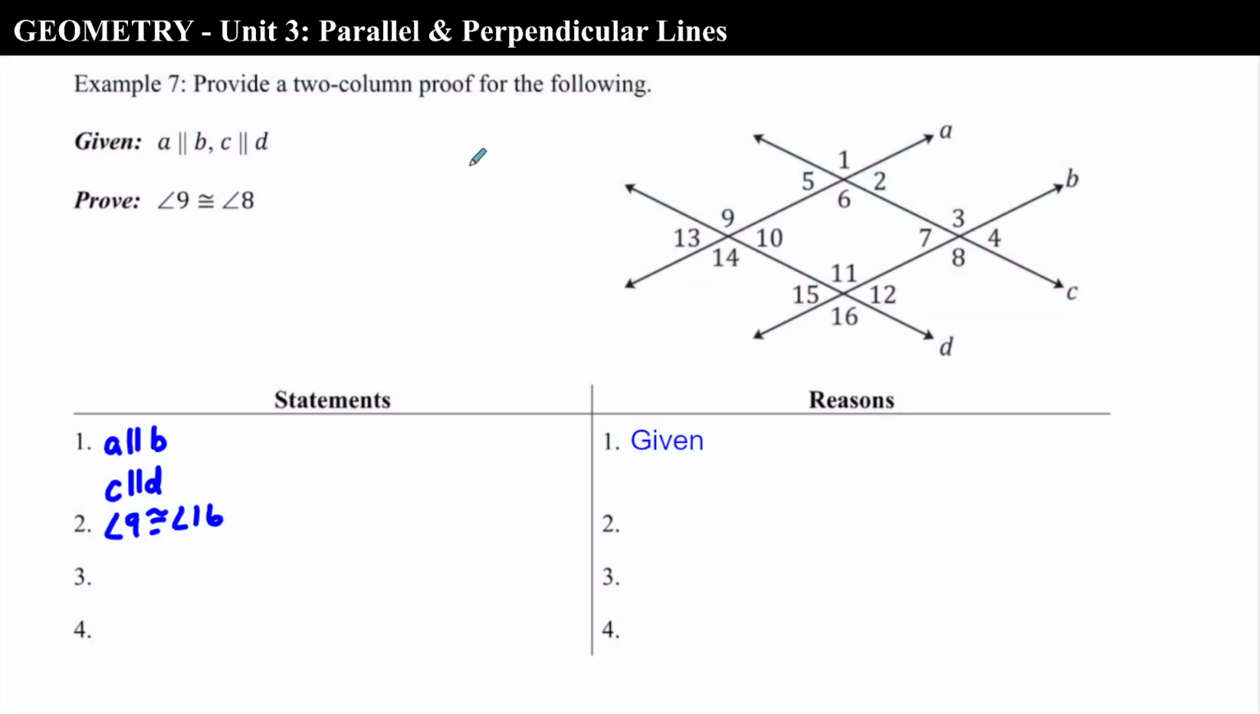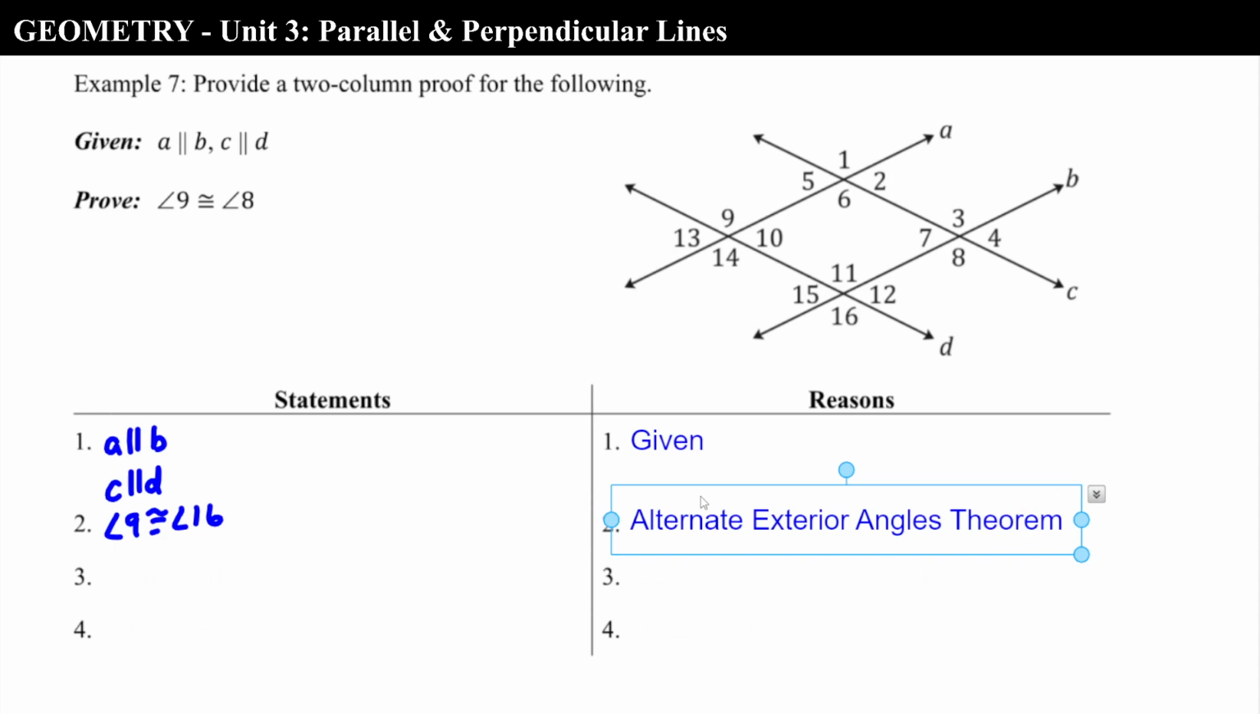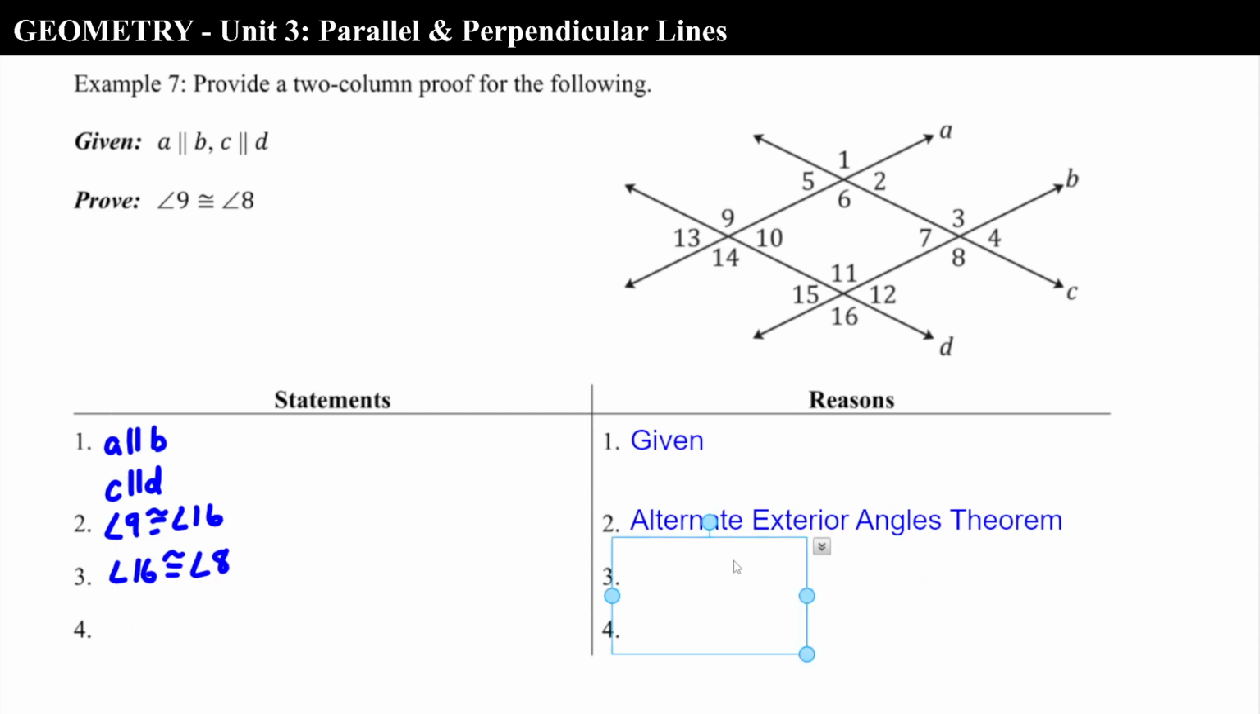And the reason for that is the alternate exterior angles theorem. Now let's talk about angle 16, and let's try to relate that over to 8. Well, they're in the same slot, so therefore they are corresponding angles, which makes them congruent. So angle 16 is congruent to angle 8. And that is by the corresponding angles postulate.